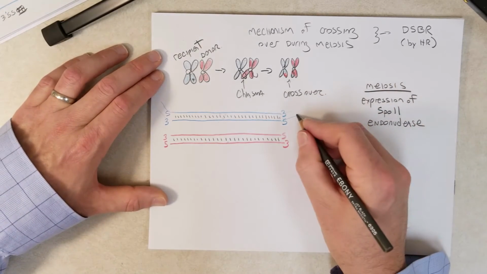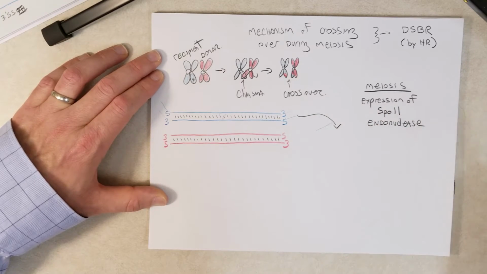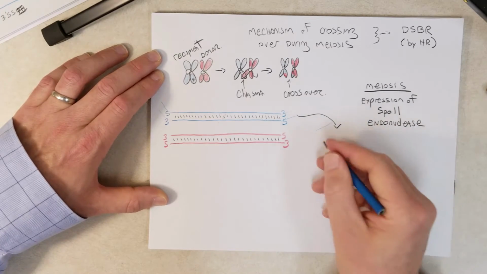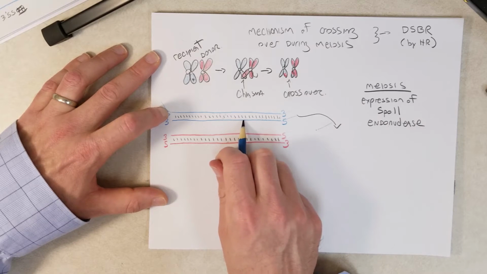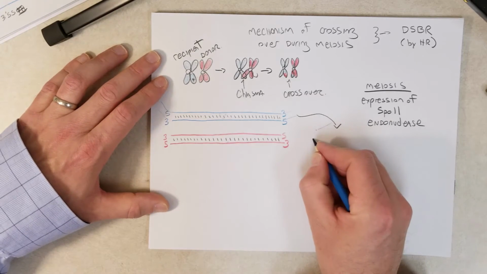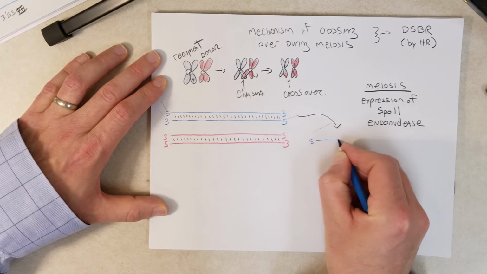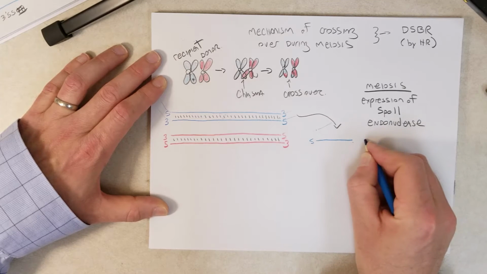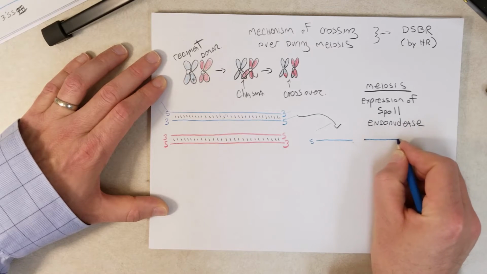So let's see what that double-strand break process results in. I'm just going to diagram this blue chromosome right here. SPO11 is going to come in and make the double-strand break. Whoop, broke my pencil.